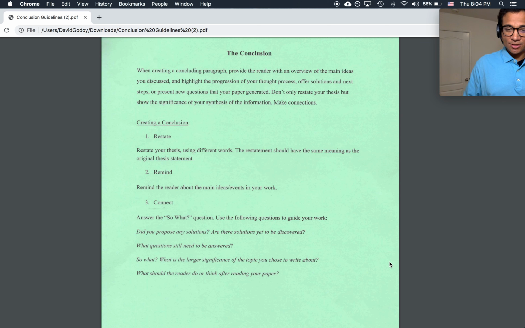Did you propose any solutions? Are there solutions yet to be discovered? What questions still need to be answered? So what? What is the larger significance of the topic you chose to write about? What should the reader do or think about reading your paper?